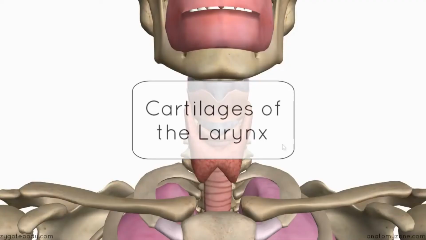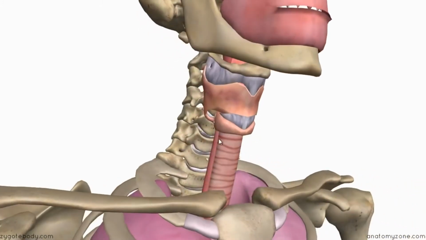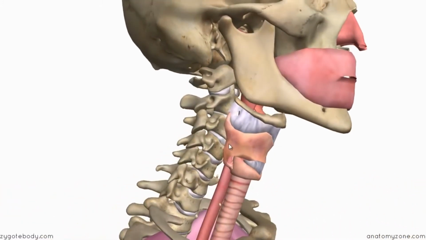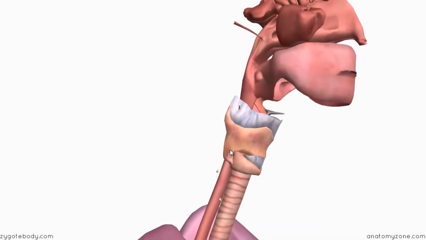So in this video we will talk about the larynx. The larynx is this set of structures here. It's made up of many cartilages, muscles and ligaments. Below the larynx it's continuous with the trachea, and above the larynx you've got the pharynx. So simply, above is the pharynx and below is the trachea.